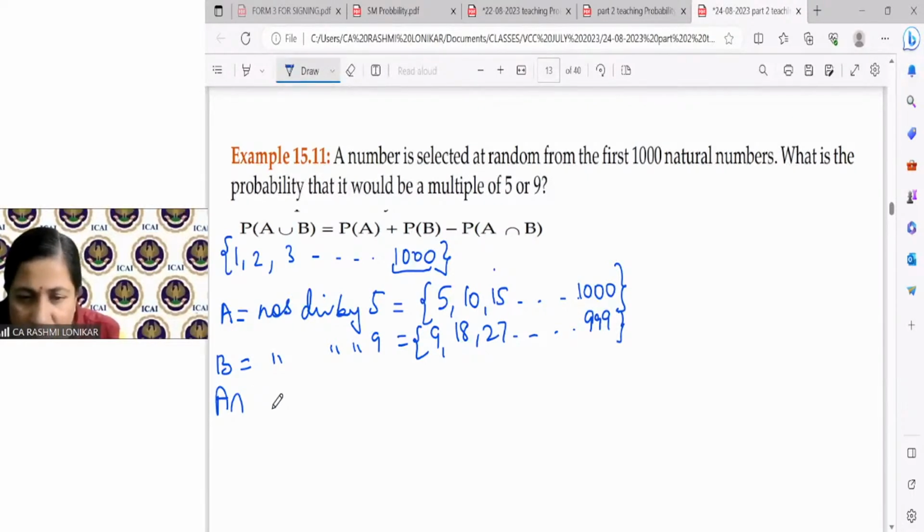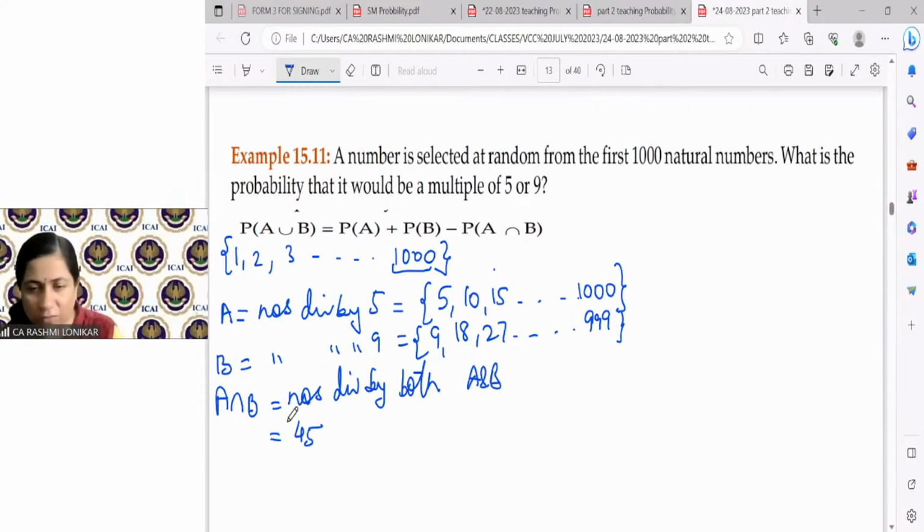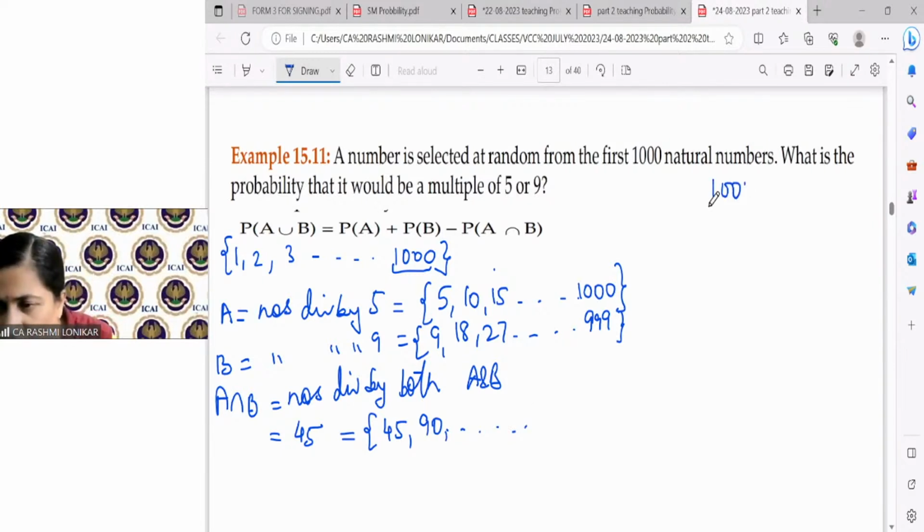What are the numbers divisible by both 5 and 9? Which will be those numbers? That is 45, the LCM of 5 and 9 is 45. So what will be the first number? 45, 90, and so on. Till where should I go? I can take this 1000 and divide by 45. So this is also one way of doing it.